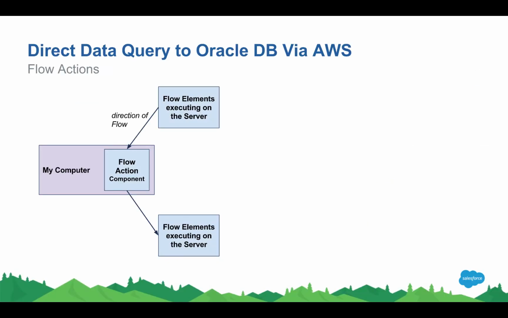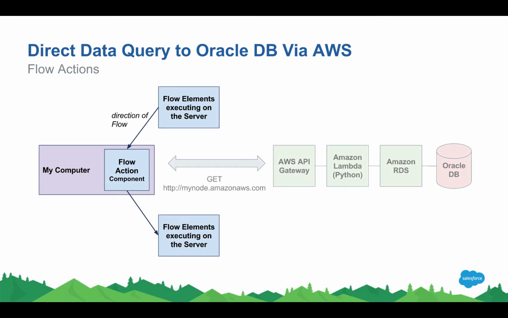The flow is going from top to bottom, and so we now have these local flow actions that actually do their execution in Lightning on your own computer. And what this action is going to do is connect to an Oracle database that's up on Amazon Web Services. You don't need to know all of the technologies involved here. We used a variety of AWS services to reach that Oracle database. Let's take a look, though, at the actual database.